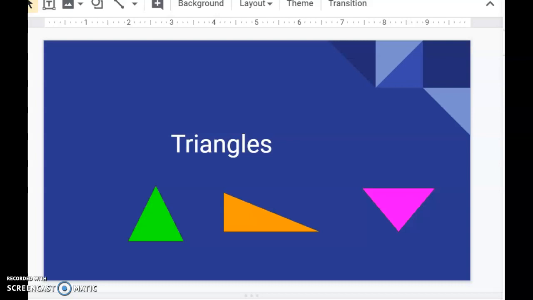Okay, did you guys see anything that's the same on these triangles? Okay, so let's look at the things that these triangles have. So let's go to my paper. Okay, so here I am going to write triangles and I'm going to draw a triangle. The triangle's a little bit crooked, but you guys can see it. So this is my triangle.